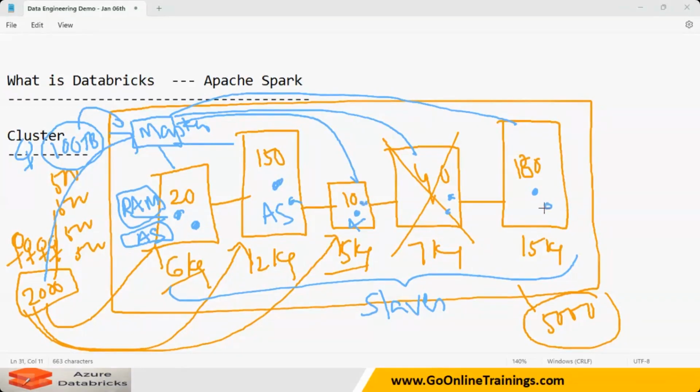So data and the code also will get distributed. For example, you write a logic. What is the logic you're writing? I wanted to remove duplicate data. Some code you're writing, and the code automatically will be replicated everywhere.